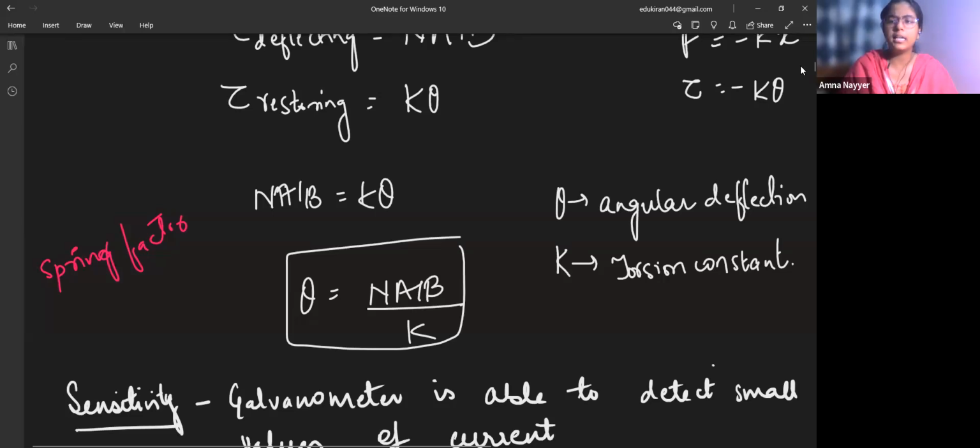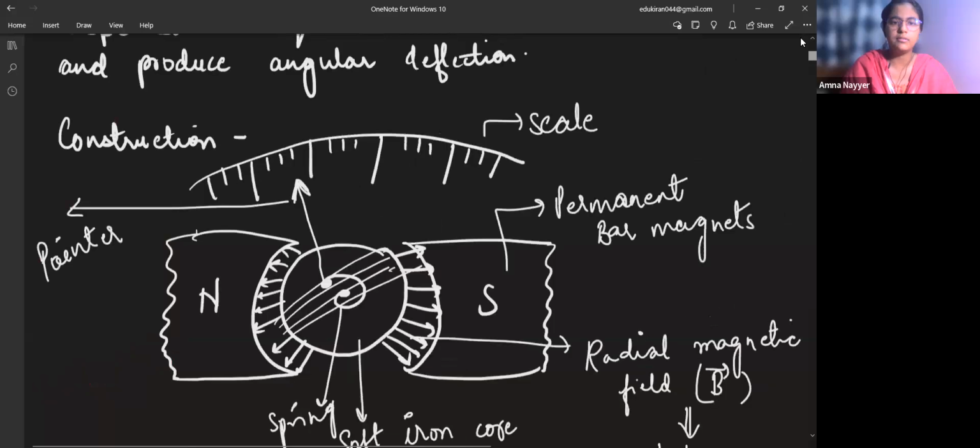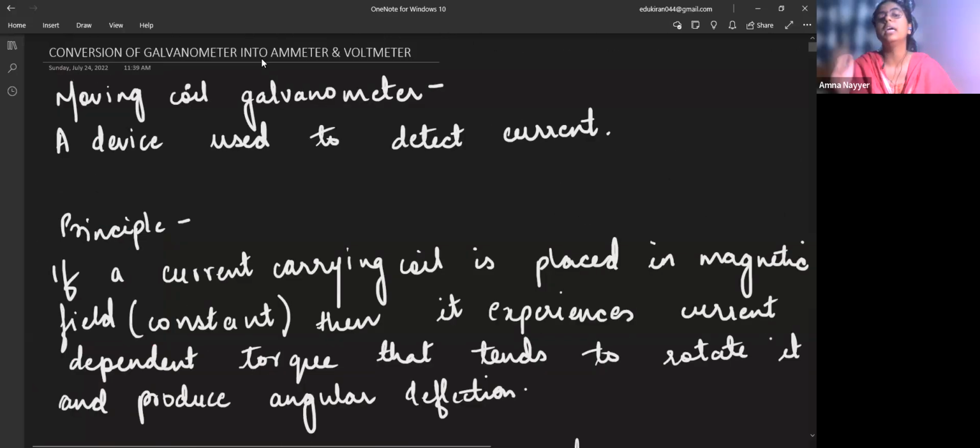Note it down here, current sensitivity, we will do it afterwards. Note it down from here. The heading is conversion of galvanometer into ammeter and voltmeter. But before that, we have to have the basic idea of the moving coil galvanometer. Note down all these, and the principle is very important. Principle is asked in the exams also. You have to write the principle as it is, the exact statement. So rote learn it, remember it whichever way you can. But the principle is extremely important.